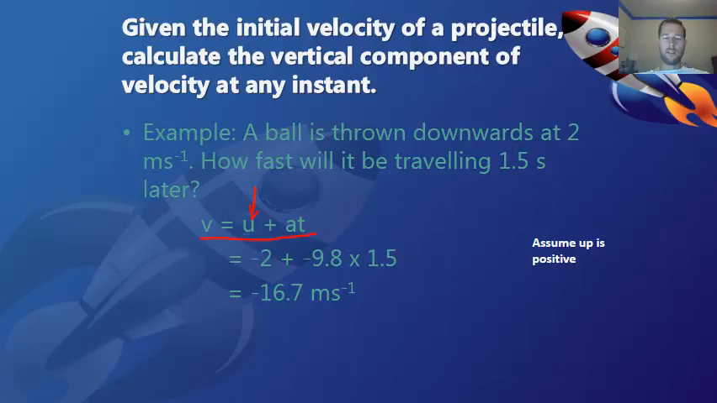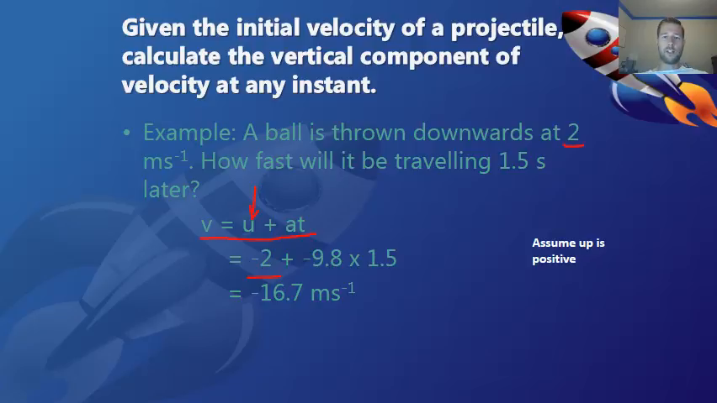We're given the initial velocity as 2 meters a second, but notice in the calculation here that we've written a -2. That is very important, as we have assumed that up is positive, which is a common assumption to make in projectile motion questions.